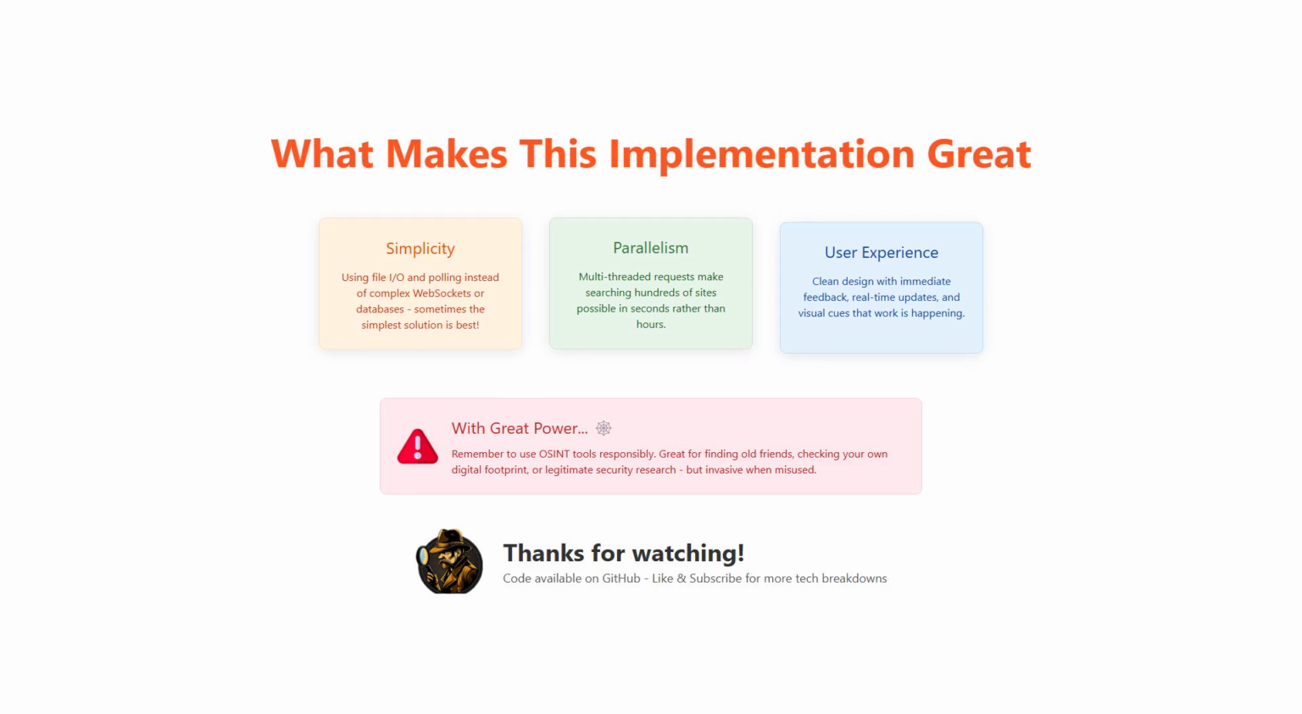Before you go build your own stalker tool, remember to use this responsibly. OSINT is a double-edged sword, great for finding old friends or checking your own digital footprint, but potentially invasive when misused.